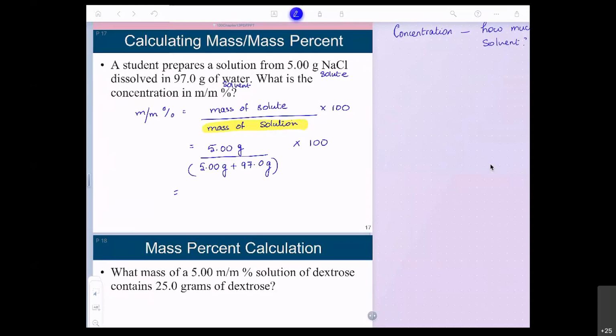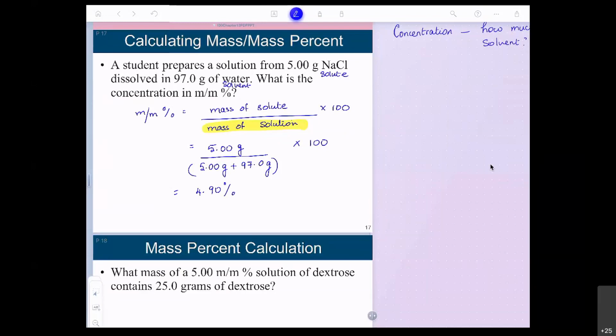And then you want to go with 3 significant digits because 5.00 has 3 and 97.0 also has 3. You want to go with the least number of significant digits. So you will get 4.90%. Really straightforward problem.